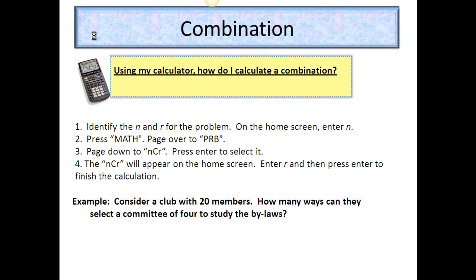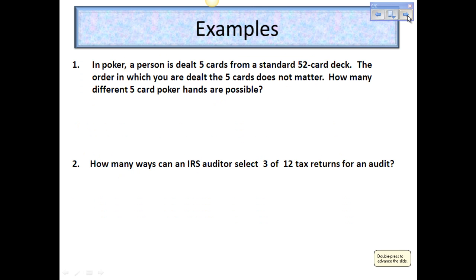Let's look at a few more examples. In poker, a person is dealt 5 cards from a standard 52 card deck. The order in which you are dealt the 5 cards does not matter. How many different 5-card poker hands are possible? So if you get lucky, some of the questions will even say that the order does not matter. So we know it's a combination.